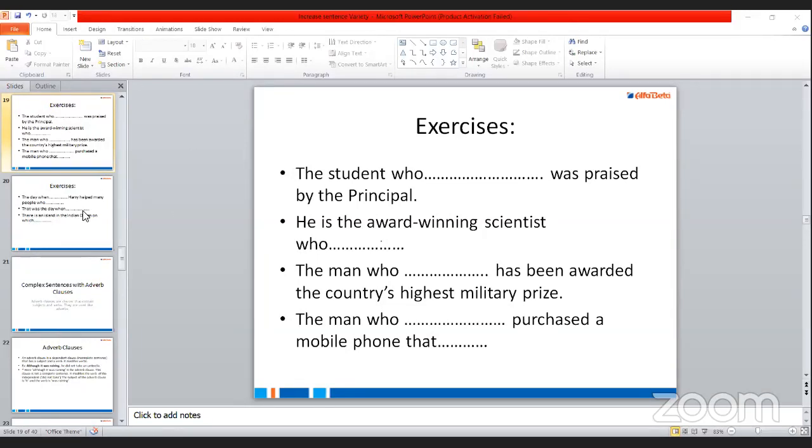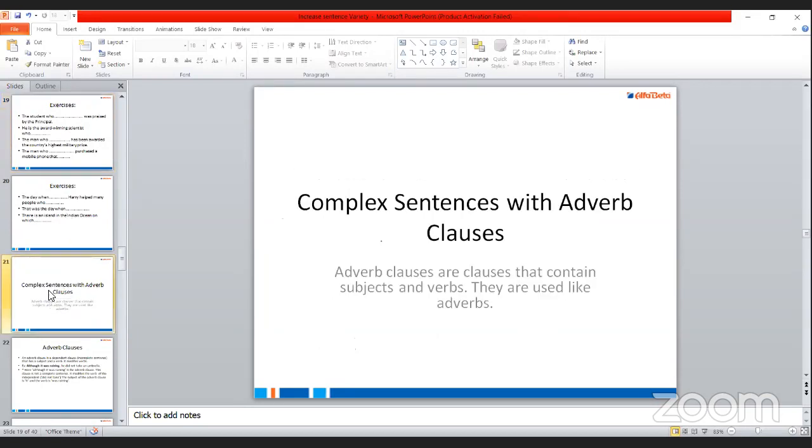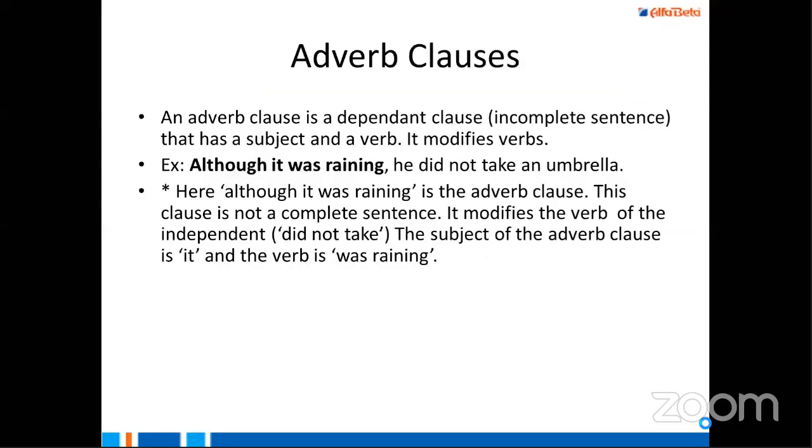Okay, guys, moving on. Now we'll move on to the next kind of sentence we're going to cover today: complex sentences with adverb clauses. Now, let me give you some examples. Look at this sentence, guys. Although it was raining, he did not take an umbrella. This is a complex sentence with an adverb clause. Here, although is the subordinate conjunction. Although it was raining is the adverb clause.